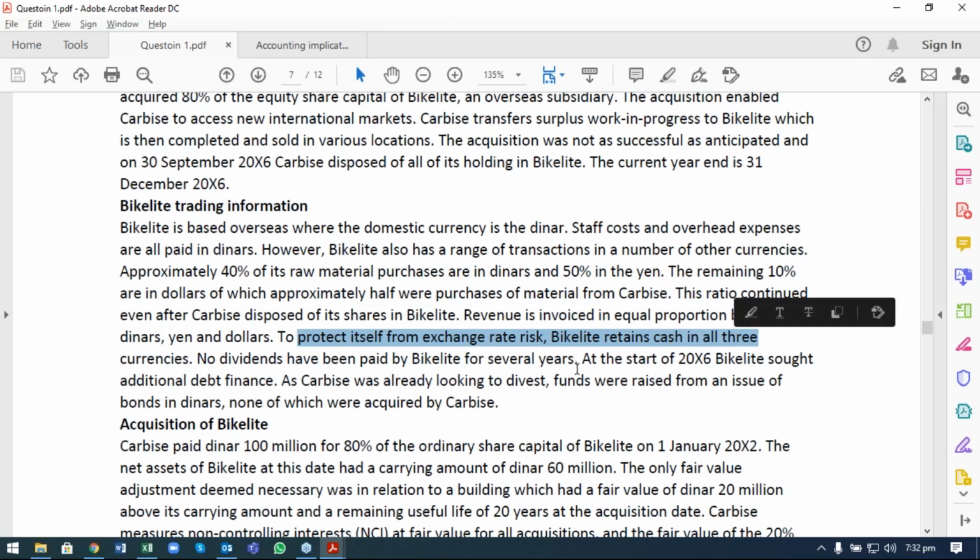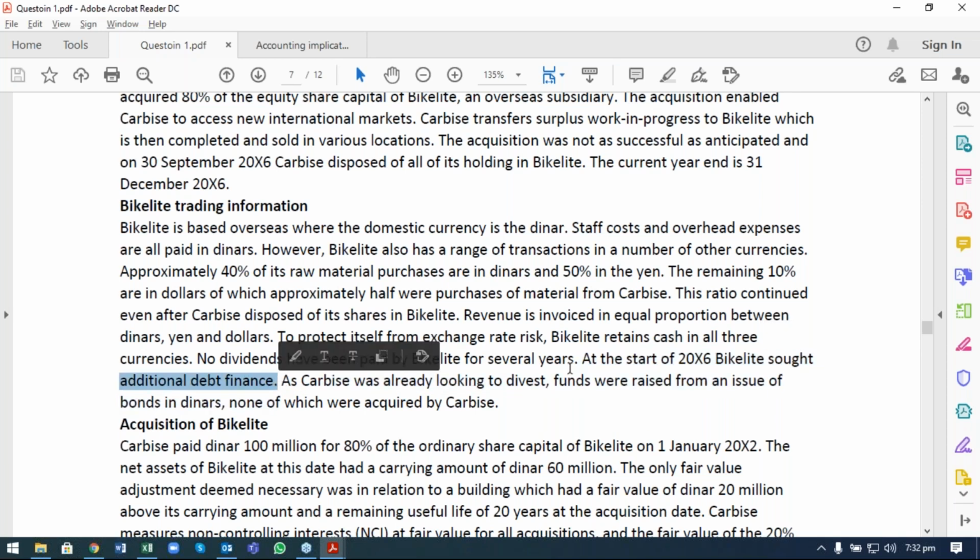this factor, at the start of 2006, Backlight sought additional debt finance. The company needed additional debt finance, and Backlight issued a loan. Revenue is equal by invoice. Backlight retains all in cash in 3 currencies. No return has been received for several years, and as Carbise was already looking to divest, funds were raised from the issue of bonds in dinars. Yeah, this is the information which is given.